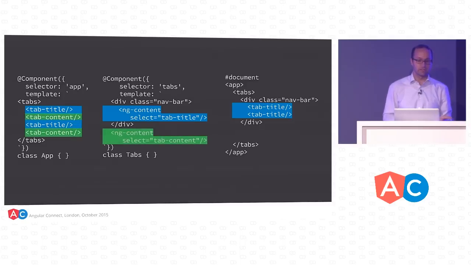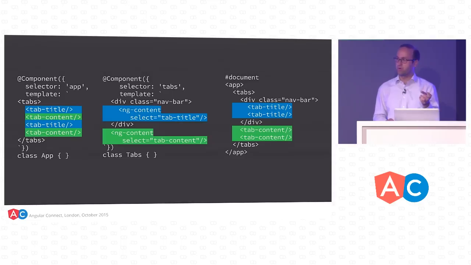So we can do the same for the tab content. Like we put an ng-content outside of the navigation bar. And with this, we would group the tab content outside of the navigation bar. If you know Angular 1, this is called transclusion in Angular 1. And if you know web components, they have a content element, just a content element. Our ng-content is a little different. That's why it's called ng-content. Right, so that works. That's nice.